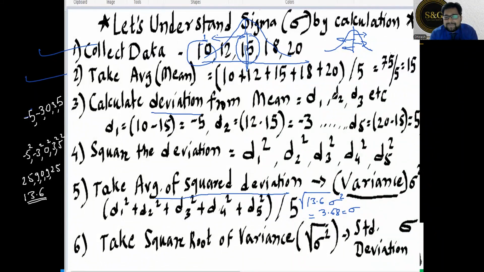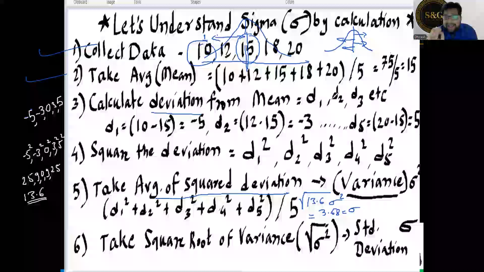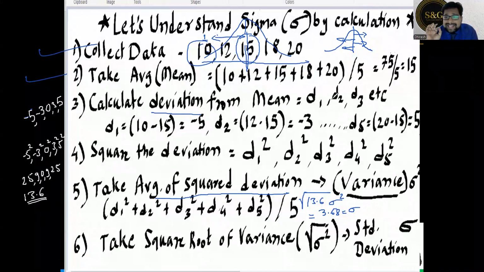Yes, very good. So standard deviation has a unit. It has the same unit as your data set. If the data set is in centimeter, standard deviation will be in centimeter. If the data set is in meter, it will be in meter. If in kilometer, it will be in kilometer. If in degree centigrade, it will be in degree centigrade. Are you clear? Just type yes in the chat box. So standard deviation has a unit.